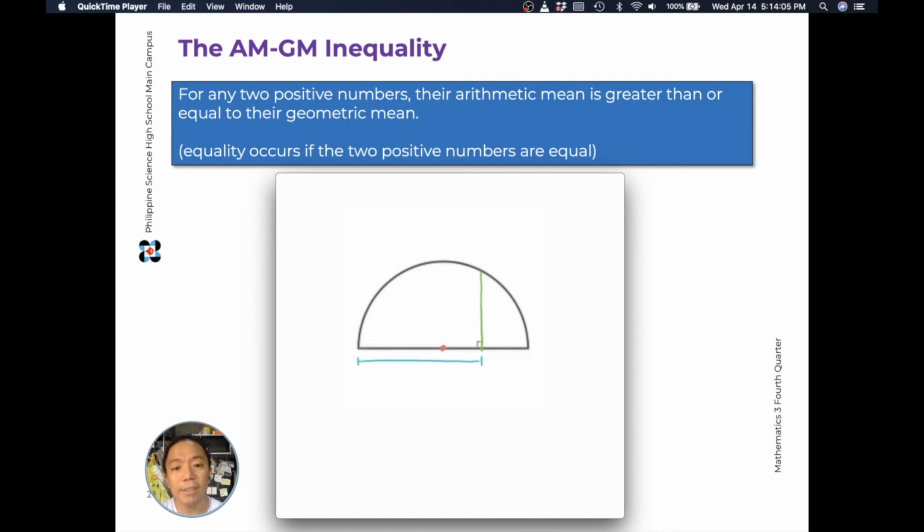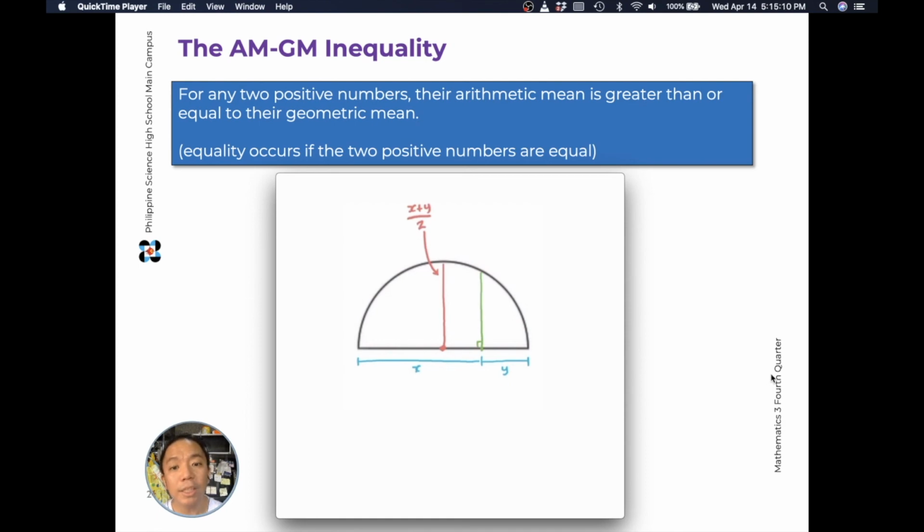Let's label the bases. Let's call this x. Let's call this y. So notice that x plus y will be the diameter of the semicircle. If we draw this line segment, which is the radius of our semicircle, and its diameter is x plus y, then the length of our radius would be half of x plus y, half of the diameter, or (x plus y) over 2. This radius represents the arithmetic mean of our positive values x and y.